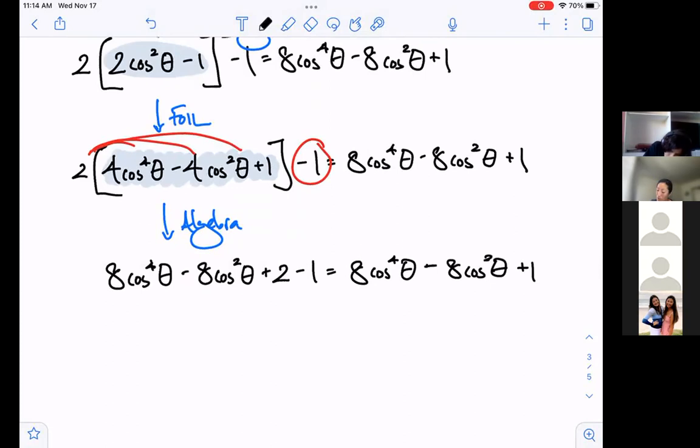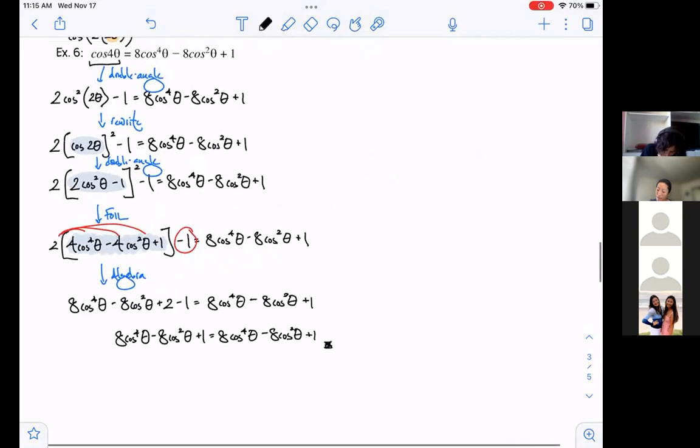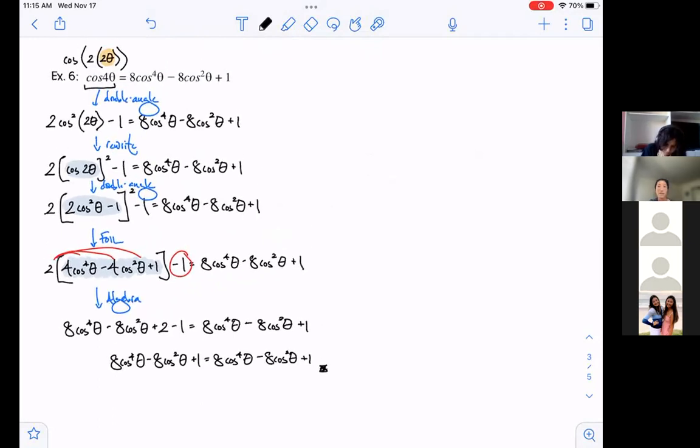And then that's that one last step. 2 minus 1 is literally the last step to make these two sides equal. We get 8 cosine 4th theta minus 8 cosine squared theta plus 1 equals the same thing we wanted on the other side. Victory box. We have verified this identity.